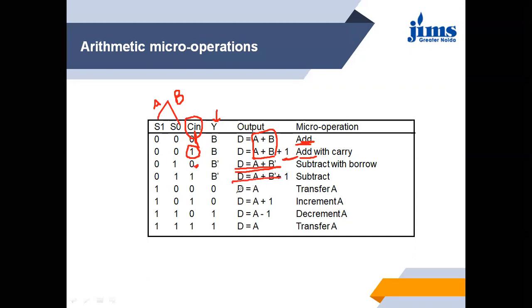Then transfer A means we are transferring the value of A to D without any operation. Increment of A we discussed in the last slide, that is A plus 1, then decrement of A, and this is the transfer of A with carry. Here you can see that this is with carry and this is without carry. So we have to check the last bit or the last operation, what happened in the last operation.